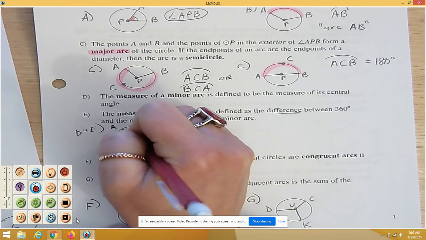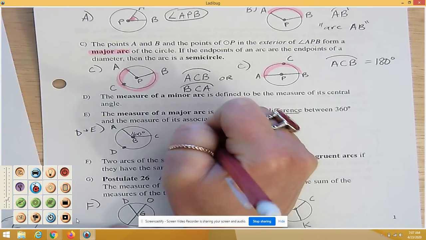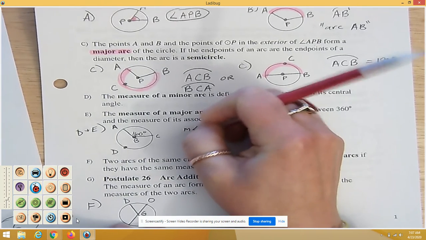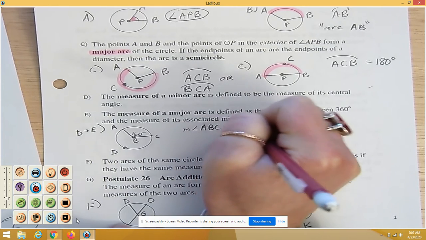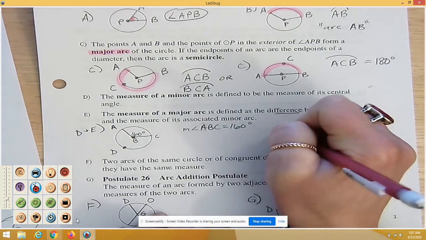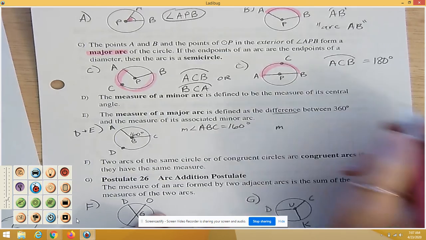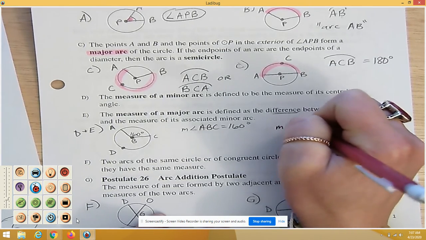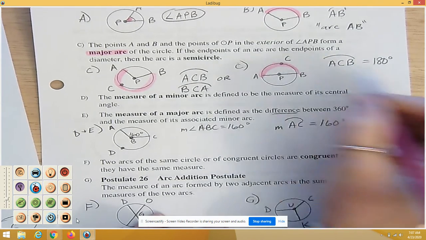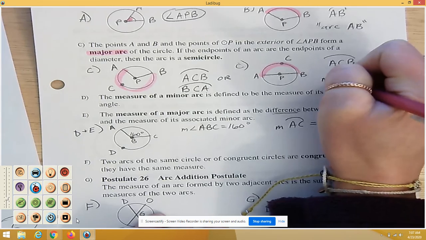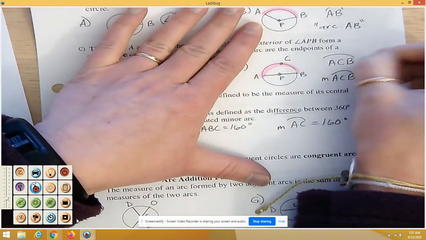All right, so let's say the minor arc is the measure of the central angle. So let's say that right here I have a 160 degree angle. So that means the measure of angle ABC equals 160 degrees. I'm going to put that little M in front. So even back here, I could have put the M in front, but the measure of arc AC equals 160 degrees, and I probably should, but right now I'm just kind of naming it. I'm going to erase that so it's not confusing to you.